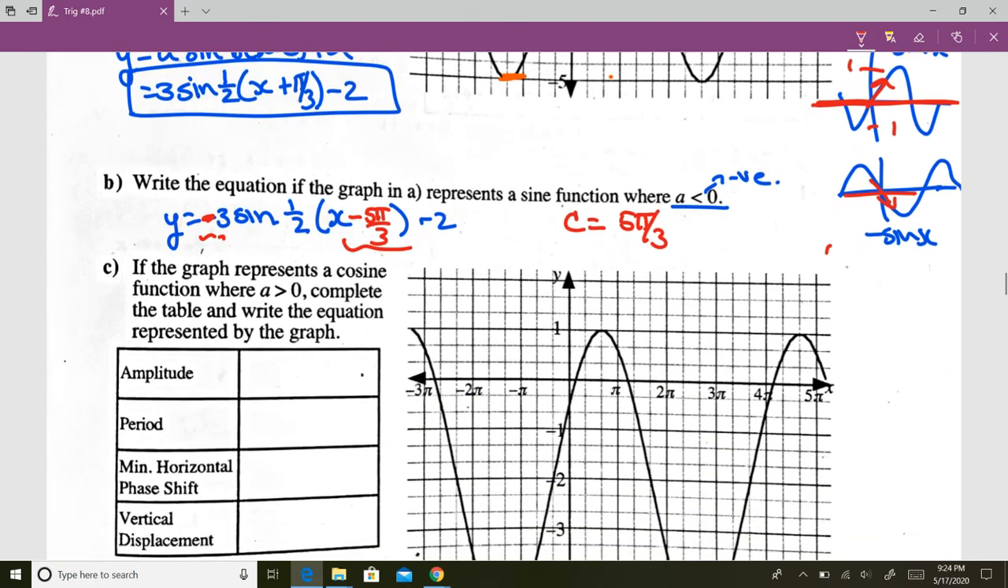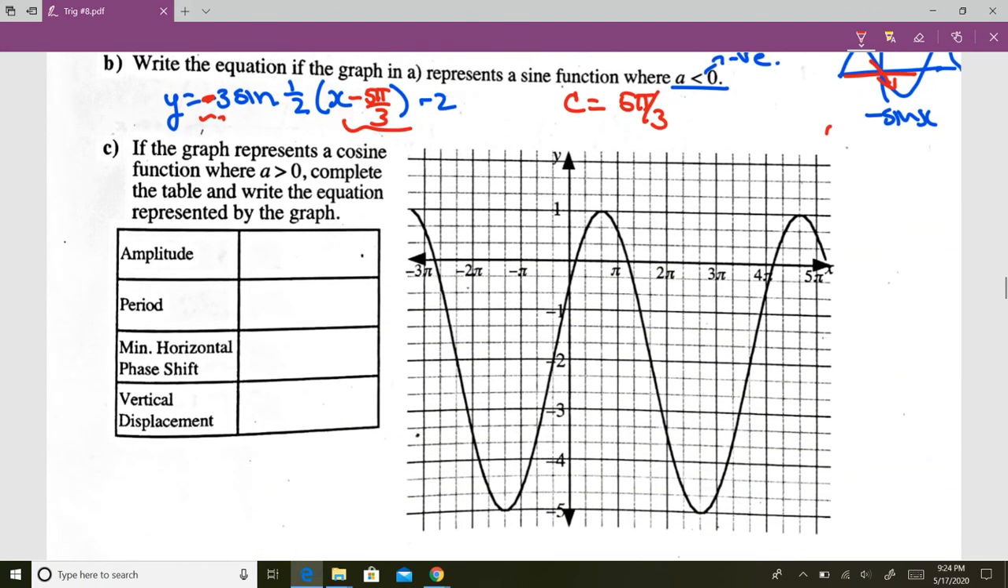Okay. Guess what we're doing? Same graph right below it, except we're getting cosine. Is the a value going to change? No. Is the period going to change? No, because it's the same graph. Period is equal to 4 pi, which means our b value is 1/2, just like above. The c value will change because it's cosine. The vertical displacement will not because that's max plus min. So our d value is negative 2.